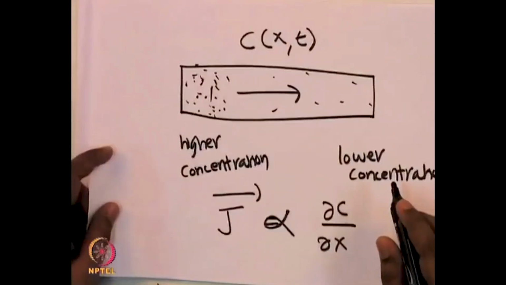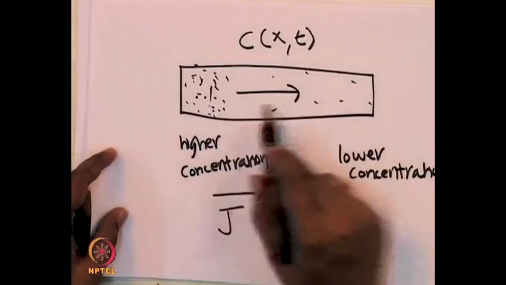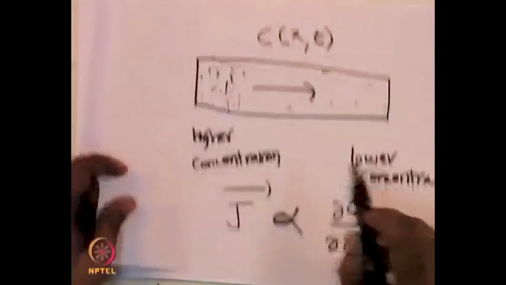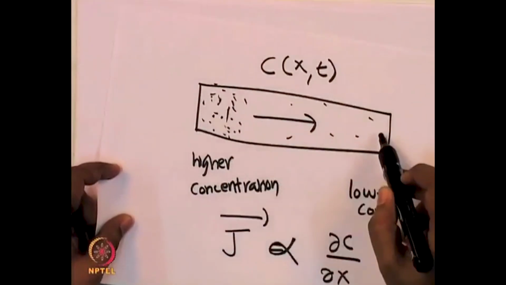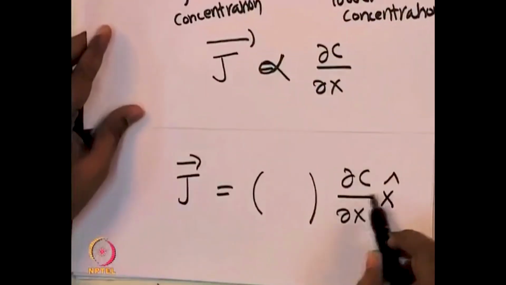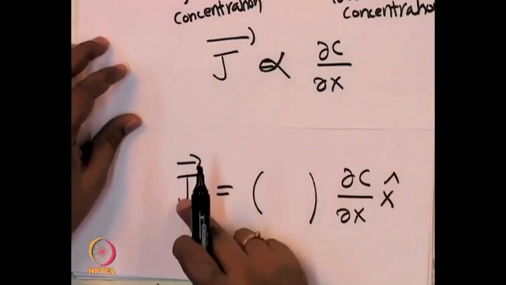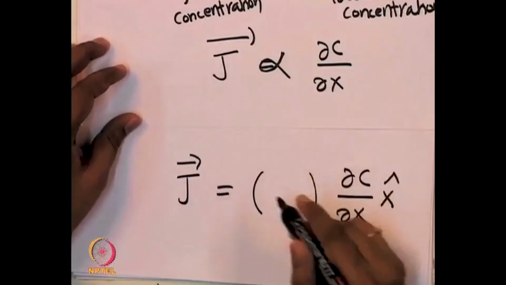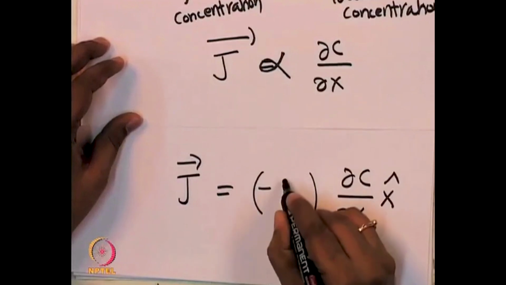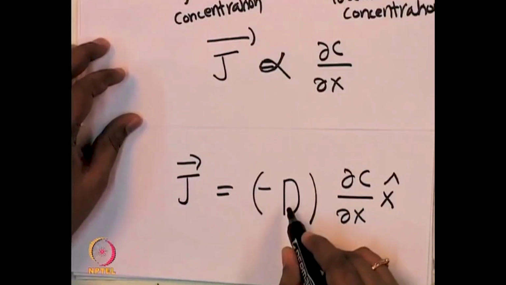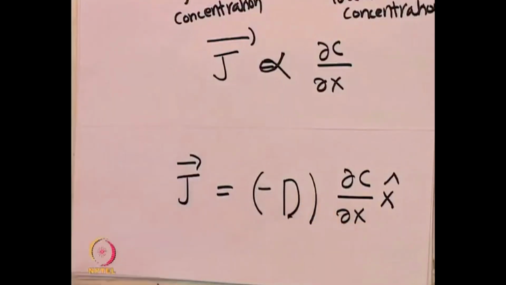Now, if you look here again, the concentration is decreasing with respect to space. So, del C by del X is negative, because as x increases, C decreases. That means it will flow in the negative x direction, but we don't want that, we want it to flow in the positive x direction. So, you put a proportionality constant which is D, and there is a minus sign.